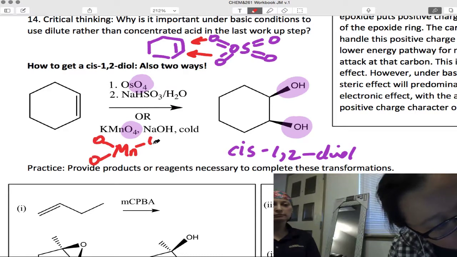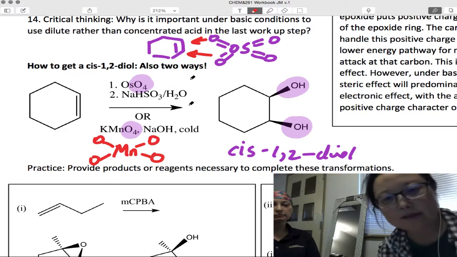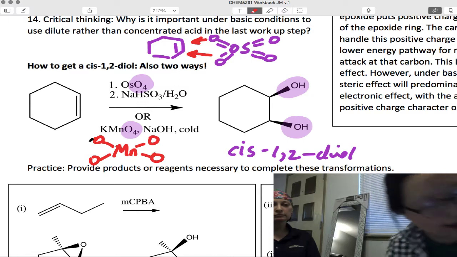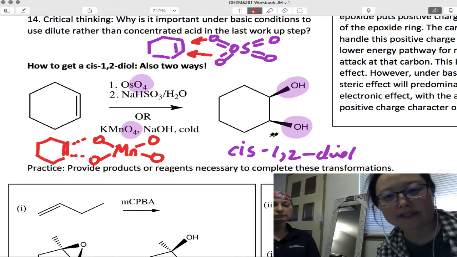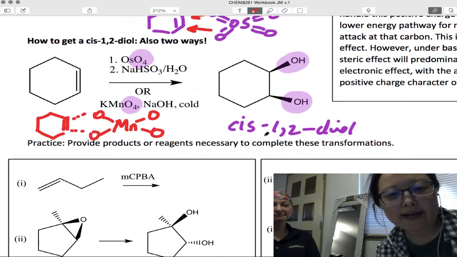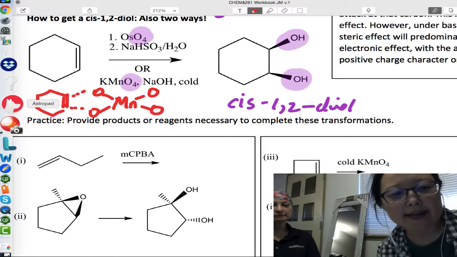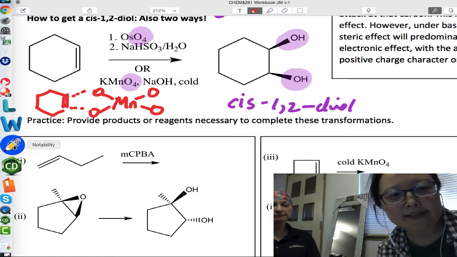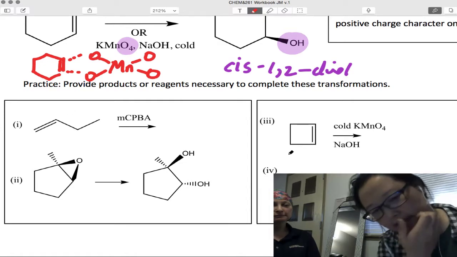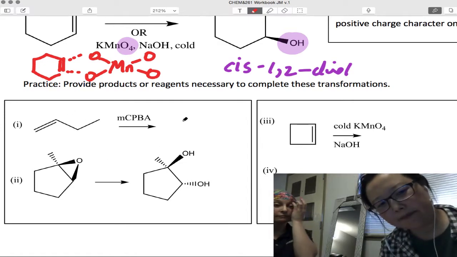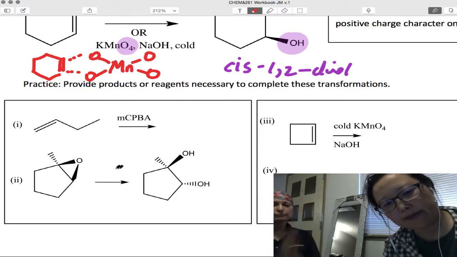You've got 4 oxygens on permanganate, and it's very similar to this in that the oxygens will add to the same side of an alkene. So that leads to syn addition. So before we move on, let's go ahead and summarize these reactions. Let's try practicing using these reagents. I want you to predict the product or predict the reagent you need to solve each of these.